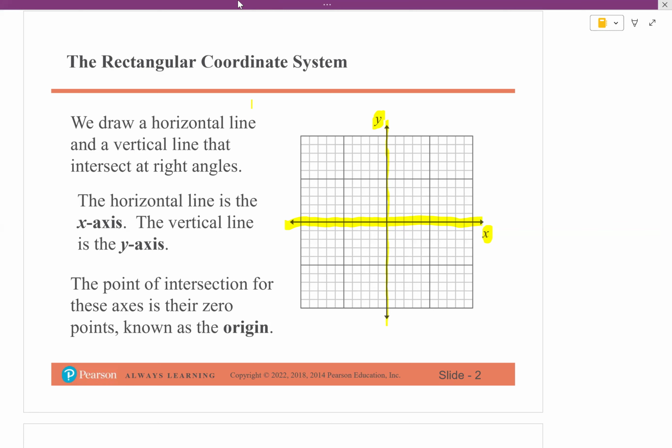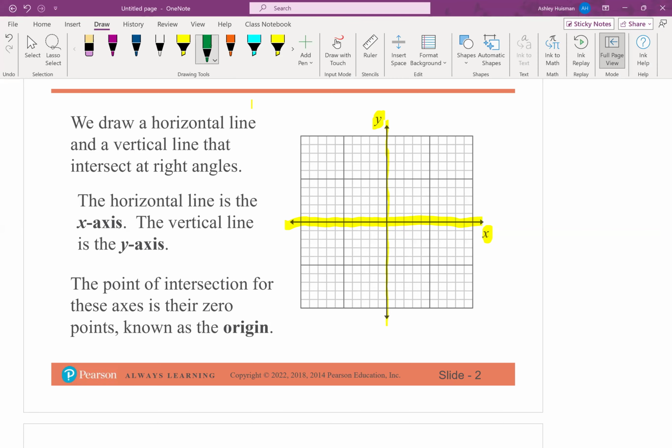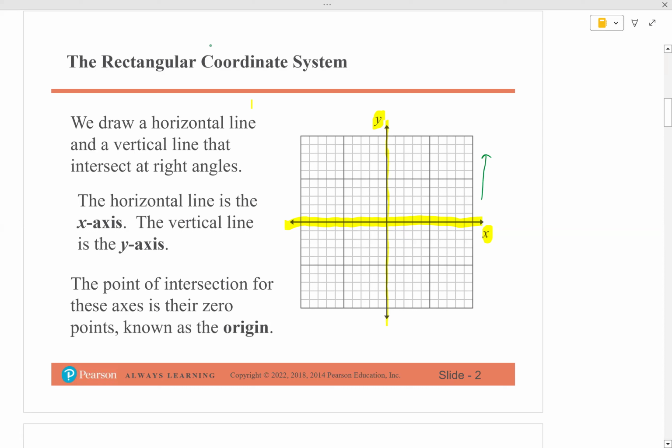And then, of course, as you go up from the origin, you have positive y values. If you go down, you have negative y values. On the x-axis, if you go to the right, you have positive x values. If you go to the left, you have negative x values. That's the difference between left and right, up and down.